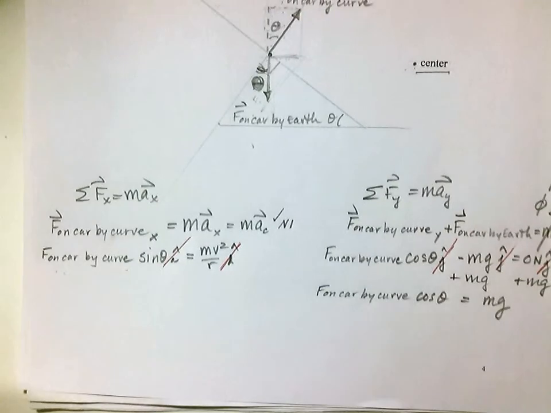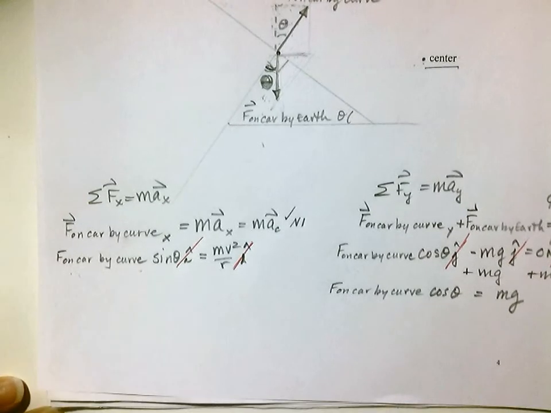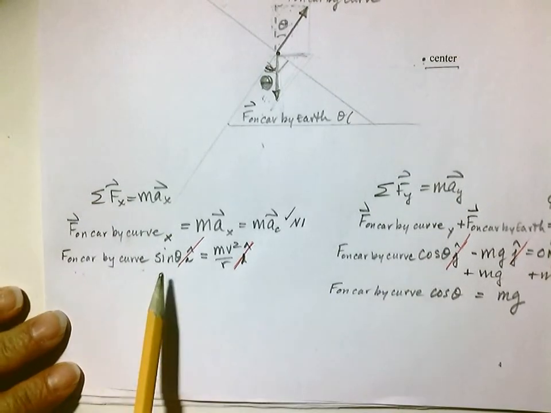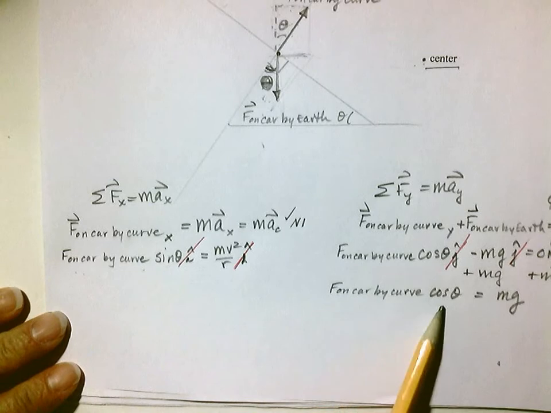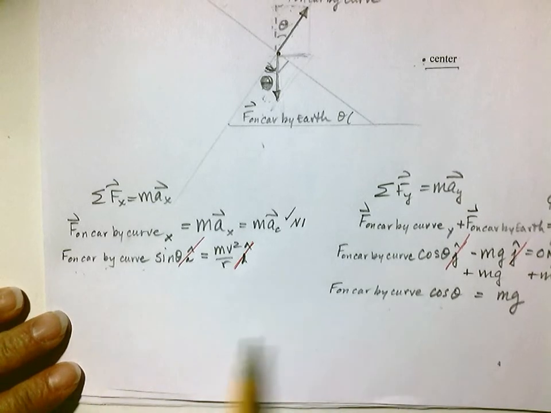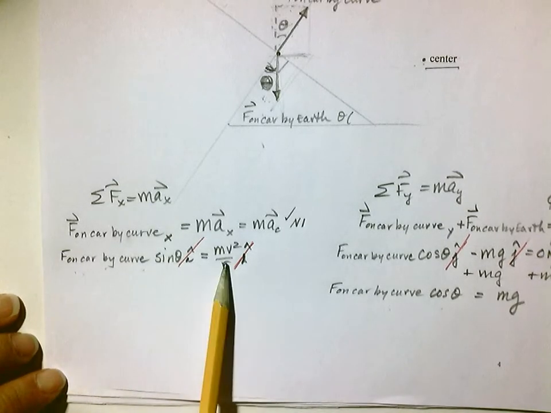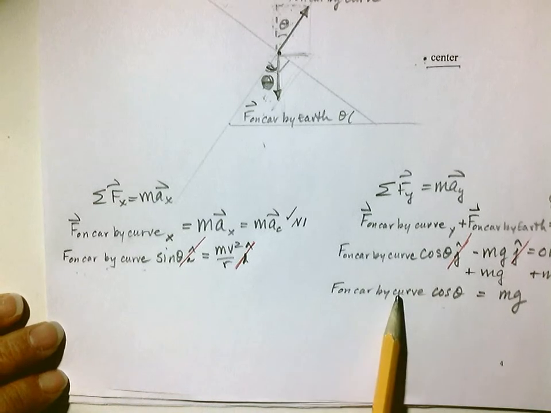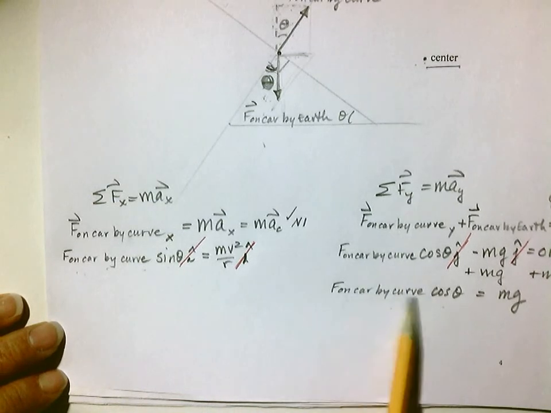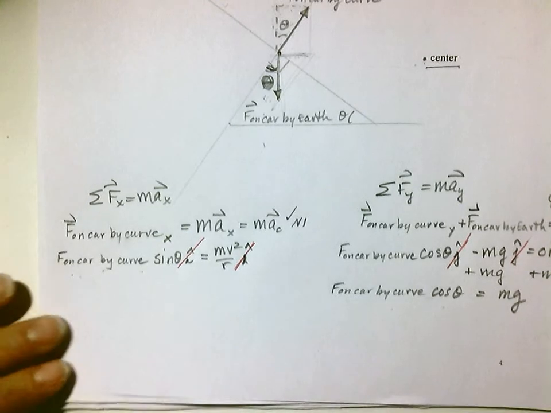Okay, I need to get theta by itself. I'm going to show you something. This is a little trick. Sine theta, cosine theta. If I take this equation and divide by this equation, I can get rid of the normal force, and I can get theta isolated. So let's do that.